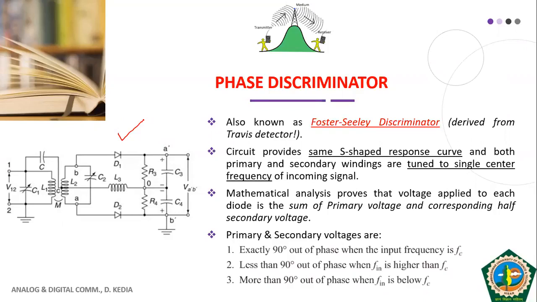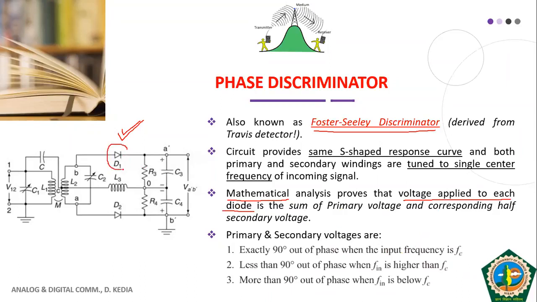That's what I wanted to point out at the initial time of this class, that with the help of mathematics, we will prove the operation of the FM demodulator circuit. That circuit is nothing but your Foster-Seeley discriminator. So here, what we want to prove with the help of mathematics is that the voltage applied to each diode, we have two diodes.